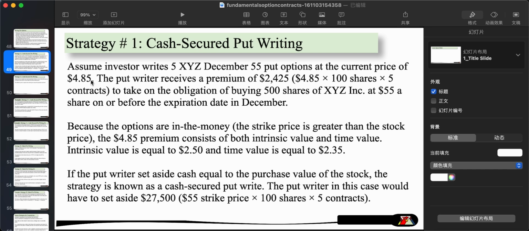The 4.85 premium consists of both intrinsic value and time value. Intrinsic value is equal to 2.50 and the time value equals $2.35. If the put writer sets aside cash equal to the purchase value of the stock, the strategy is known as a cash secured put write. The put writer in this case would have to set aside $27,500. That is the 55 strike price times 100 shares times 5 contracts.